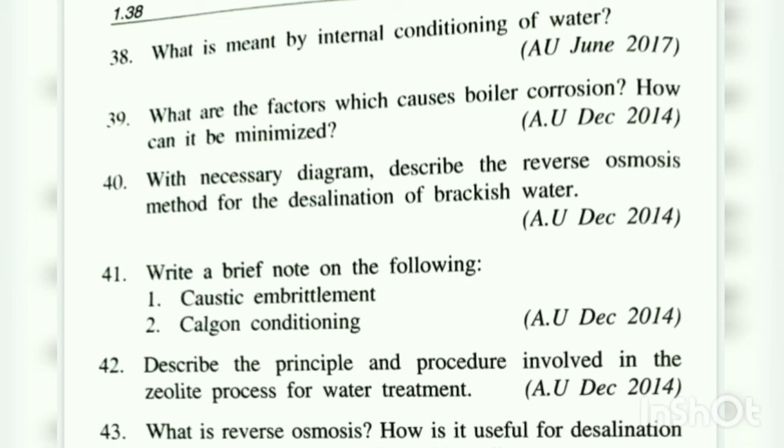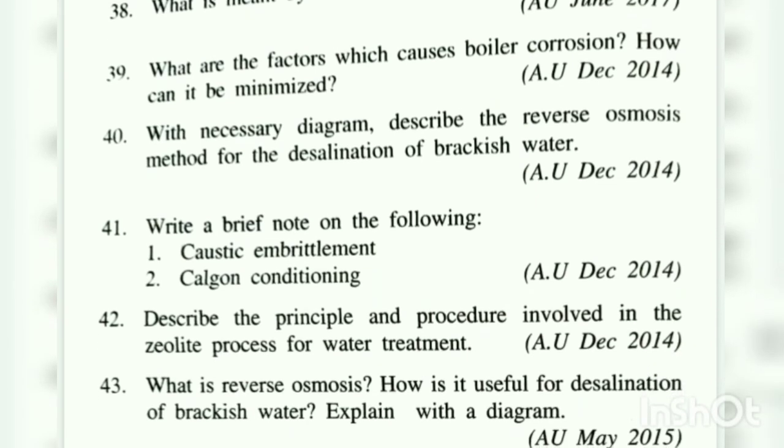Then 40, with necessary diagram, describe the reverse osmosis method for the desalination of brackish water. இது வந்து desalination of brackish water, that is nothing but the process is termed as reverse osmosis. அதை வந்து explain பண்ணணும். This is, all these are repeated questions. Okay, அப்படின்னா same question இவ்வளோ waysல they can be asking you.